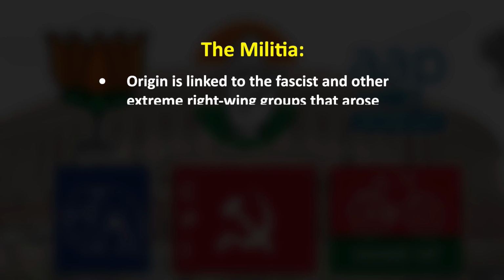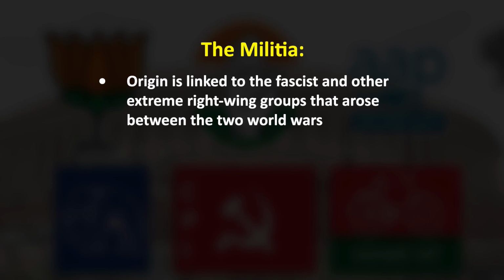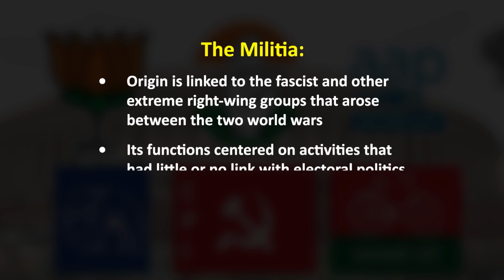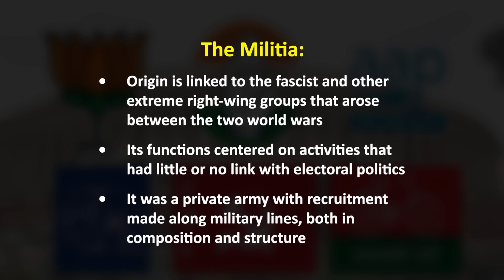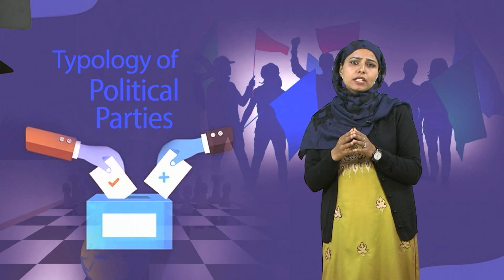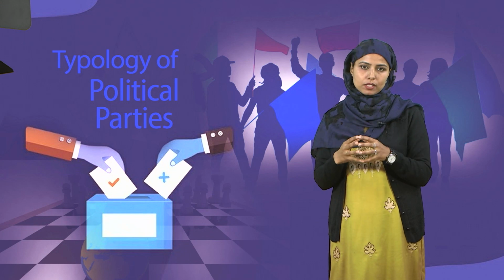Fourth one, the militia. The militia's origin is linked to the fascist and other extreme right-wing groups that arose between the two world wars. Its functions centered on activities that had little or no link with electoral politics. It was a private army with the recruitment made along military lines, both in composition as well as in structure. A pyramidal structure emerged, which was instrumental in forming larger groups.